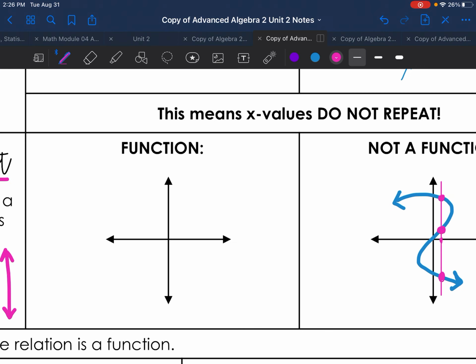On the other hand, let's just say I turned that graph sideways like this. This is a function. Doesn't matter how many vertical lines I draw, it doesn't hit my graph more than once. So it is a function.